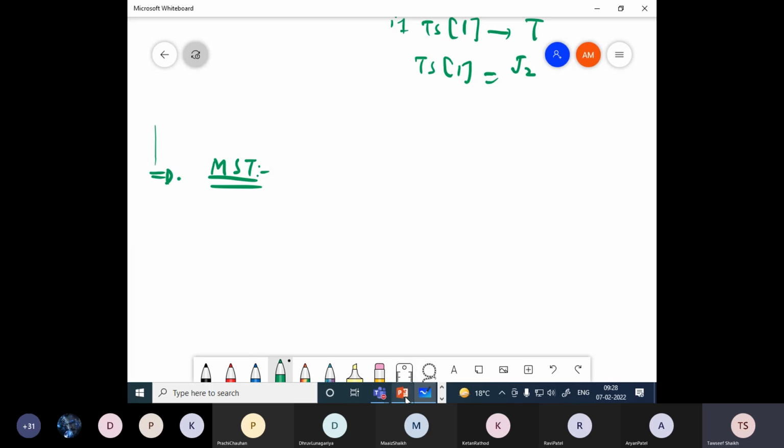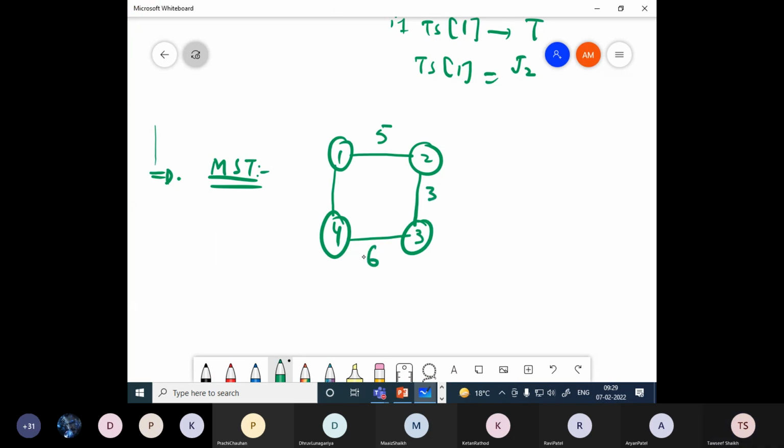Suppose a graph is given here, with vertices 1, 2, 3, 4. It is a connected graph, both connected as well as a weighted graph, with edge weights 5, 3, 6, 4. And one diagonal is connected in between, that is this one, and it is equal to 2.